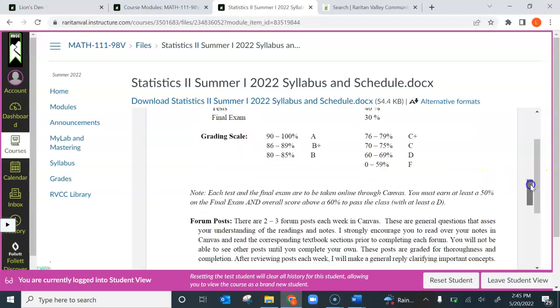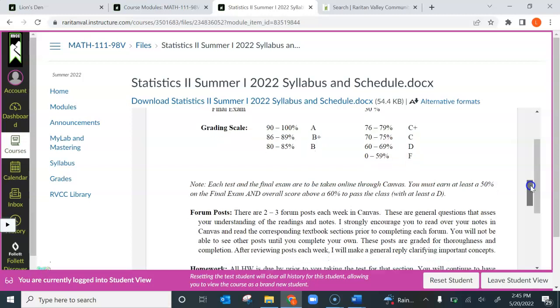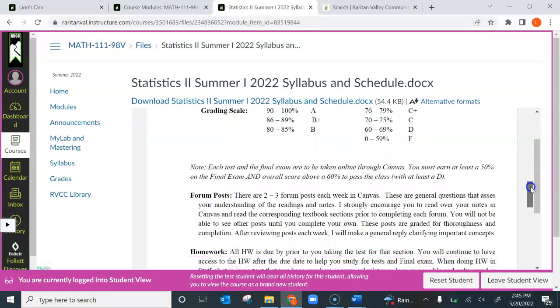Here is our grading scale to determine letter grades at the end of the semester. So please note, you must earn at least a 50% on the final exam. In other words, if you only receive a 40% on the final exam, you have failed the course, unfortunately. So if you receive a 20 on the final exam, you just cannot pass this course. You must receive at least a 50% and also an overall score.